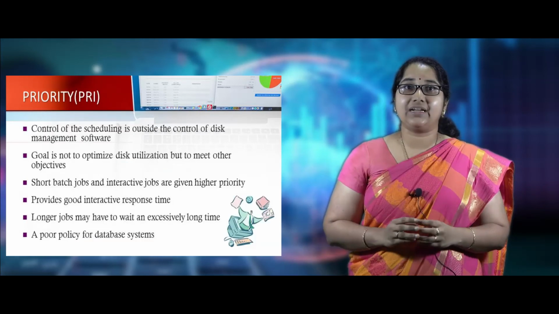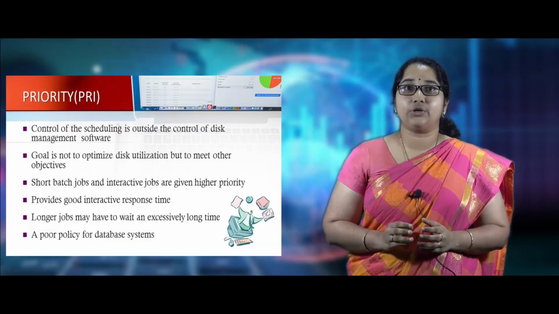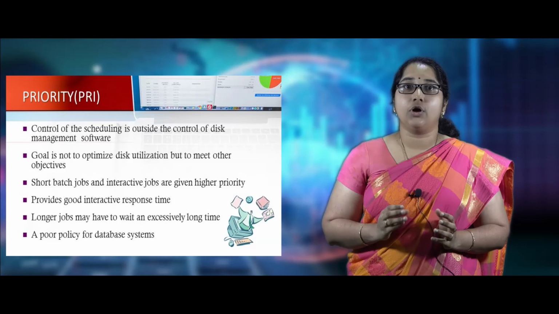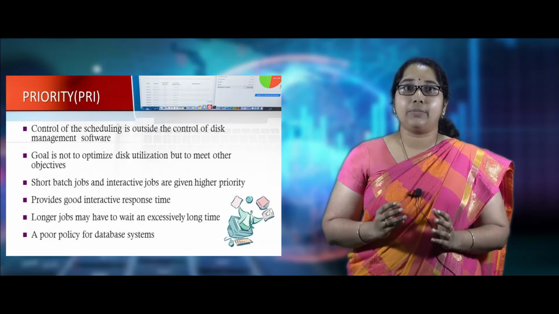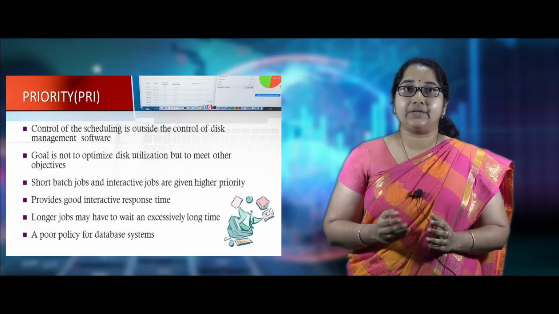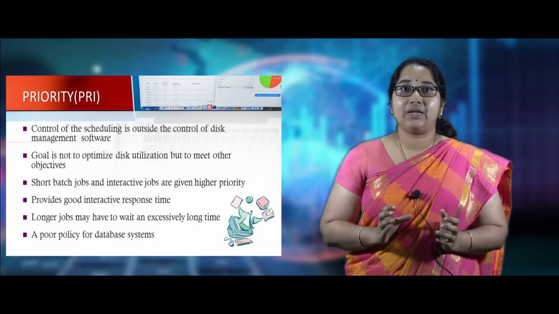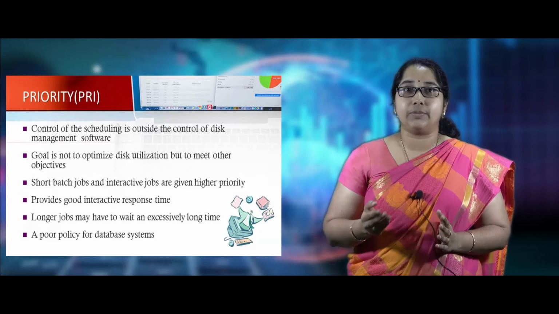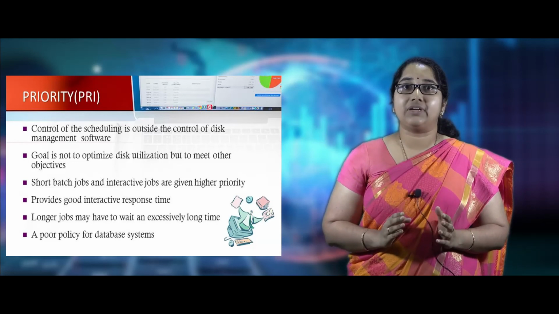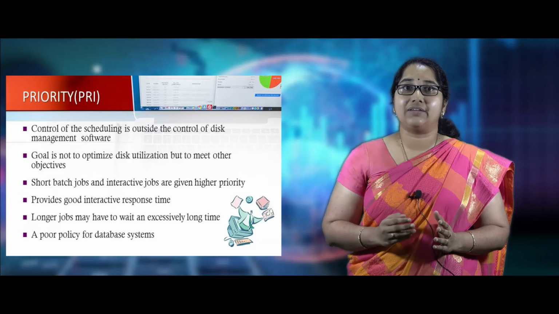Now let us discuss about the second type of scheduling algorithm, which is priority or PRI scheduling algorithm. In this case, more priority is given for jobs which are shorter batch jobs or which are more interactive as compared to the longer jobs. As a result, shorter batch jobs or interactive jobs will be performing better and the interactive response time will be better. Moreover, the longer jobs or database systems are given lower priority. As a result, the response time for longer jobs will be more. In this case, the priority is not given for disk utilization, but other objectives are given more importance. Moreover, the control of the scheduling is present outside the disk management software.